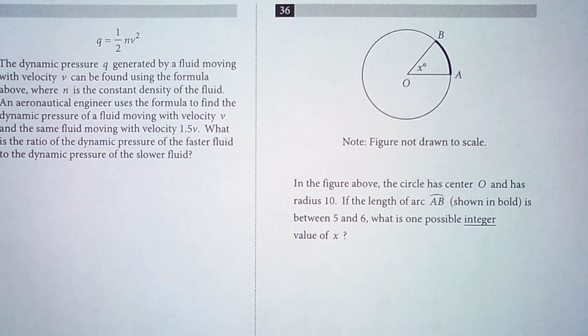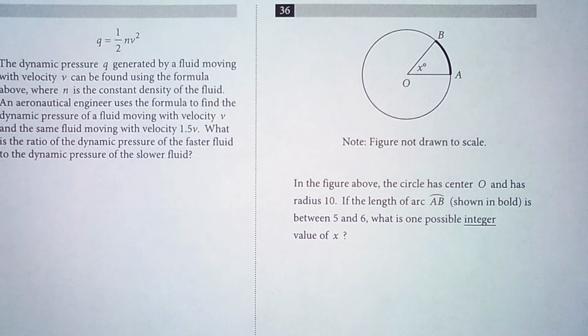In the figure above, the circle has center O and has radius 10. If the length of arc AB, shown in bold, is between 5 and 6, what is one possible integer value of x? Go ahead and pause the video and come up with your response, and then press play.